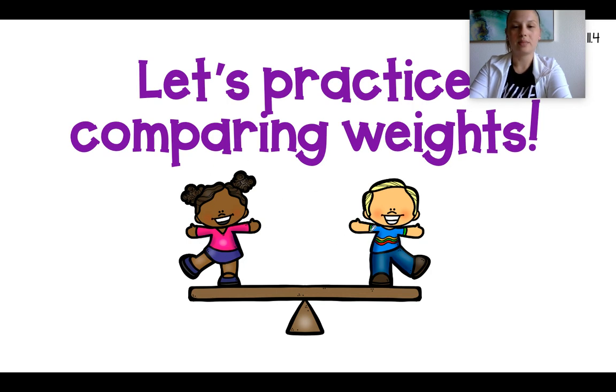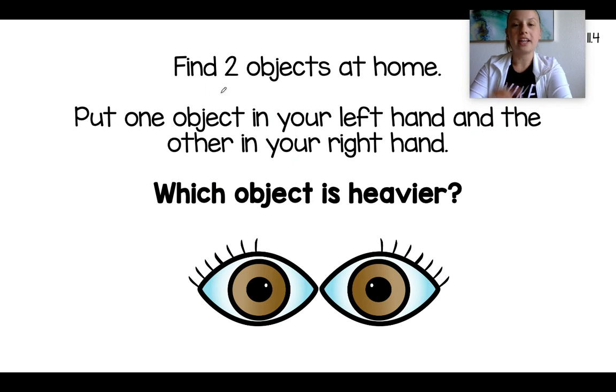Let's practice comparing weights. There's a boy and a girl. Find two objects at home. Put one object in your left hand and the other in your right hand. Which object is heavier? So go on a hunt. Go find two things, and they can be whatever you want. Ready? Go.